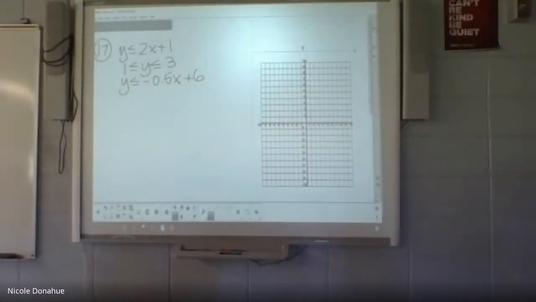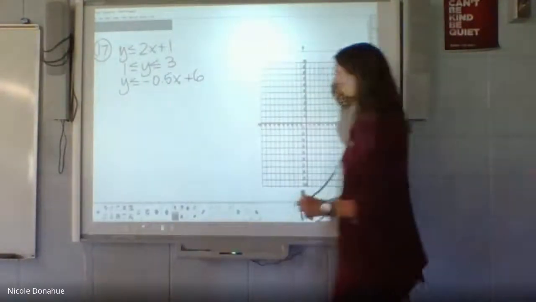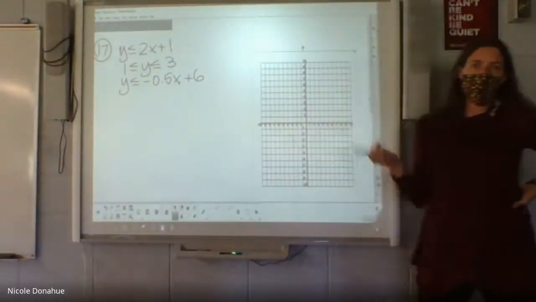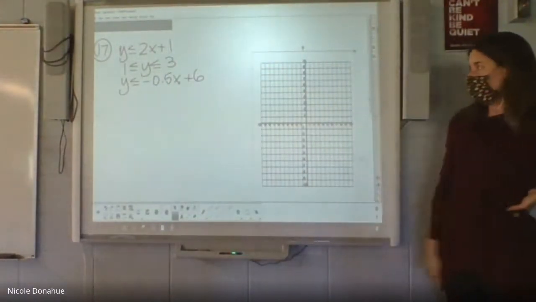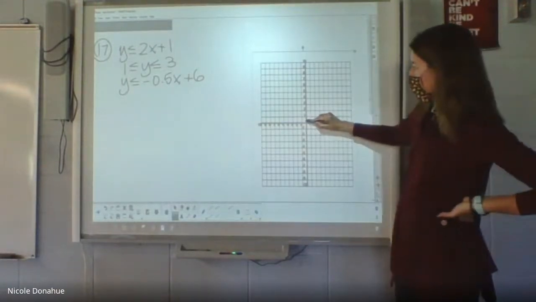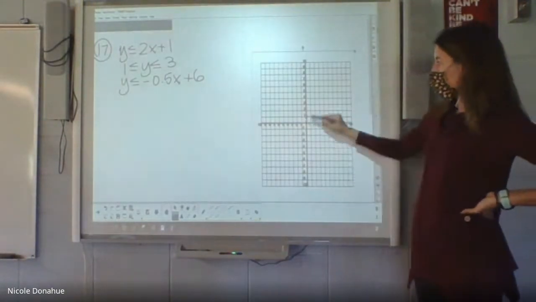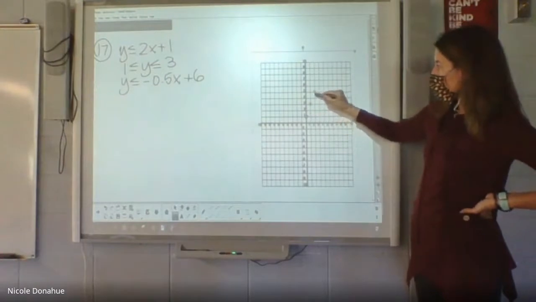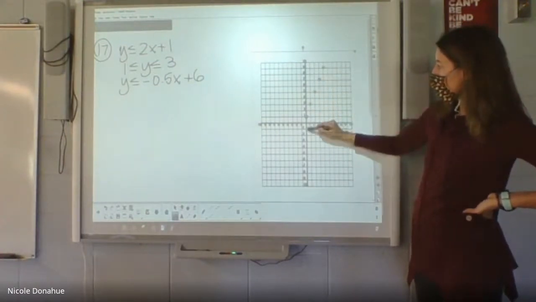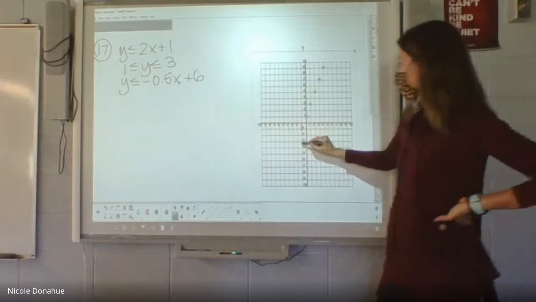Okay, so guys, sorry. All right. So we have to graph these three inequalities, guys, especially if you didn't finish the homework. Look here. So starting at 1 and then go up 2 over 1. So I'm graphing this line, the first one here.